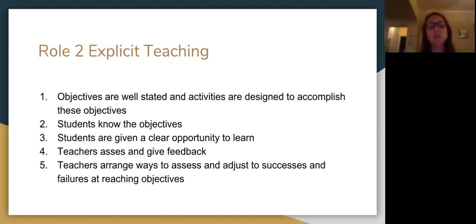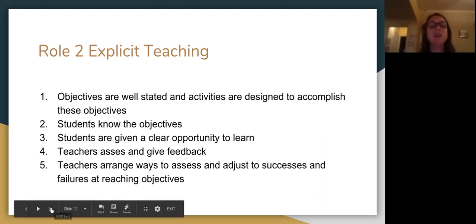And teachers arrange ways to assess and adjust to success and failures at reaching objectives. So if I was planning on keeping you on a level 2 basal reader and you jumped ahead to a level 5, I'm going to let you do that, and I'm going to let you know that you did that. If you're not able to do it, I might say, let's hold back. We have a few more books in this group, and I'd really like to see you be successful at this before we start reaching for the next group of books.